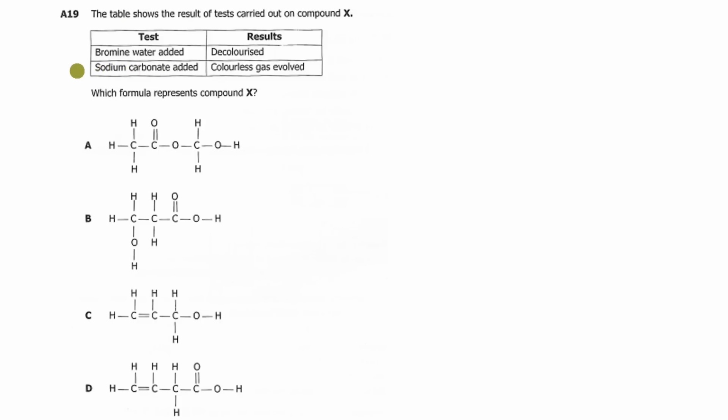From the look of things, it is an acid, say a carboxylic acid. Because they have double bonds, they are able to decolorize bromine water. Because they are acids, they are able to react with carbonates to form carbon dioxide. So, this one is not a carboxylic acid. This one is an ester. This one is a carboxylic acid because it has COOH. This one, it is not.